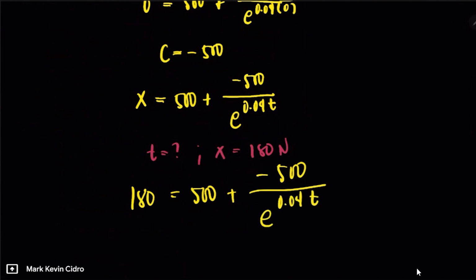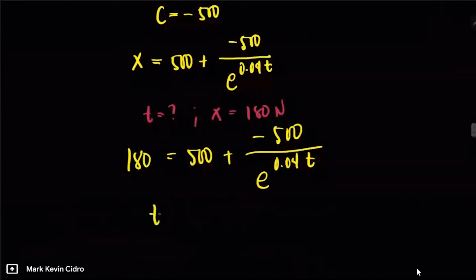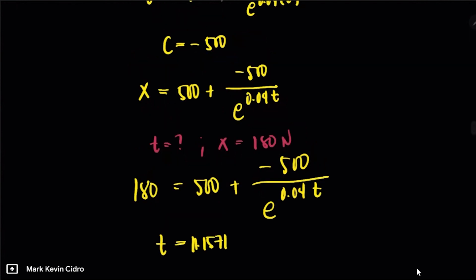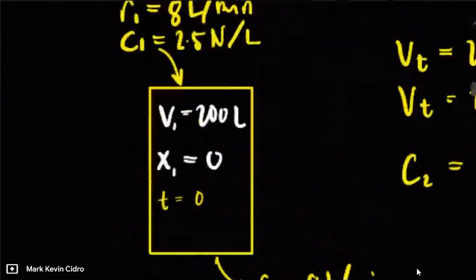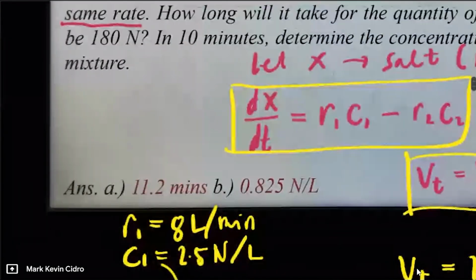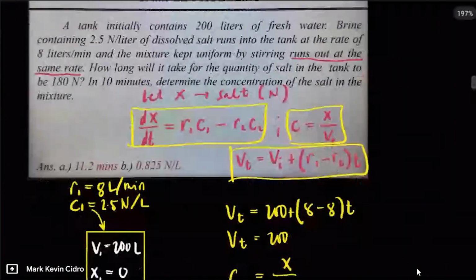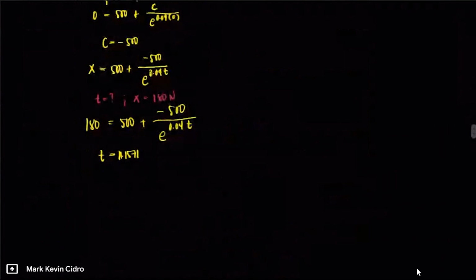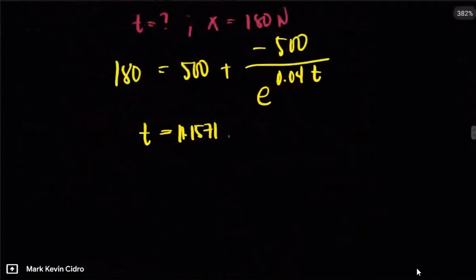Now it's solved. What's the value of t? Your t is equal to 11.157. 11.1571. Let me check the answer. It is 11.157, in minutes. This is now your final answer.